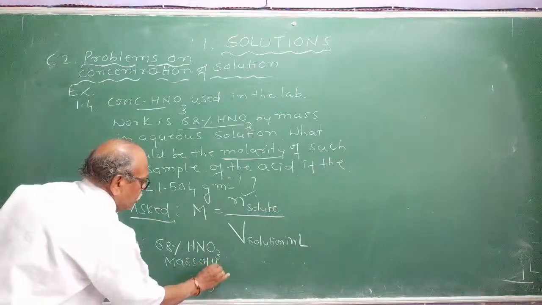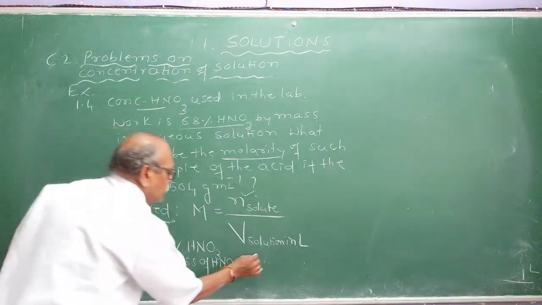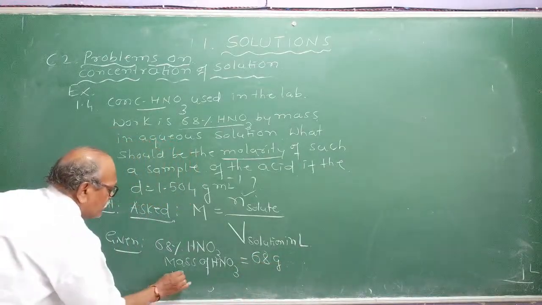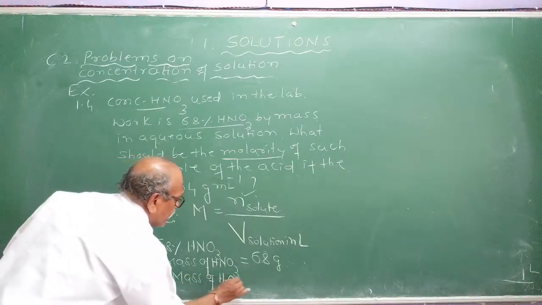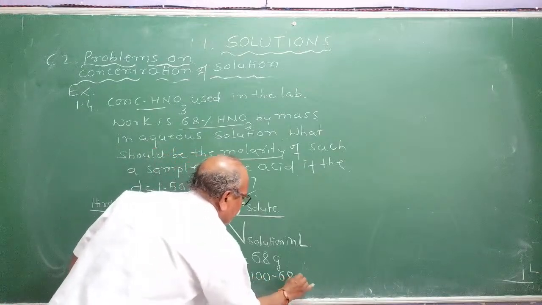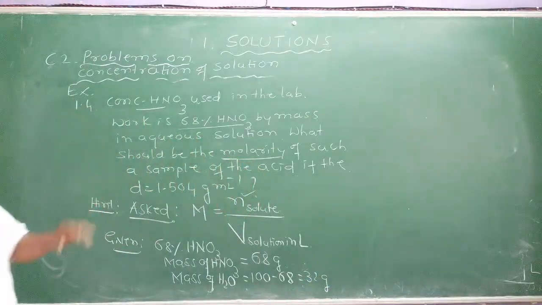Mass of HNO3 is equal to how much? 68 grams. Then what will be the mass of water? The remaining mass will be the mass of water, 100 minus 68. It will be 32 grams. Okay, we will keep it ready.